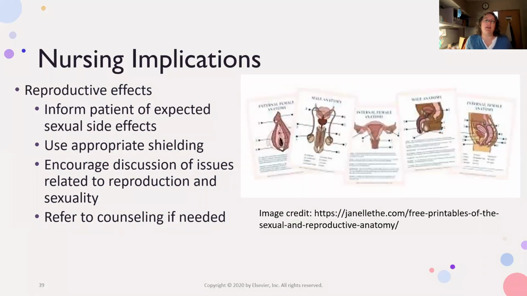As far as reproductive effects, we will be informing the client of expected reproductive side effects. So we'll also be trying to use as much appropriate shielding as we possibly can. We'll be encouraging the discussion of issues related to reproduction and sexuality. We'll be referring them to counseling if needed.